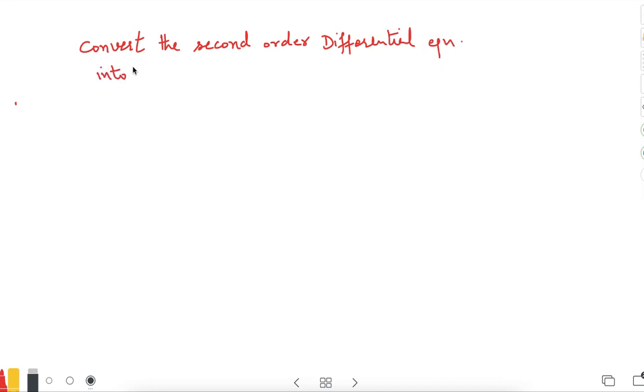So let us say we want to convert the second order differential equation into a system of first order differential equations.